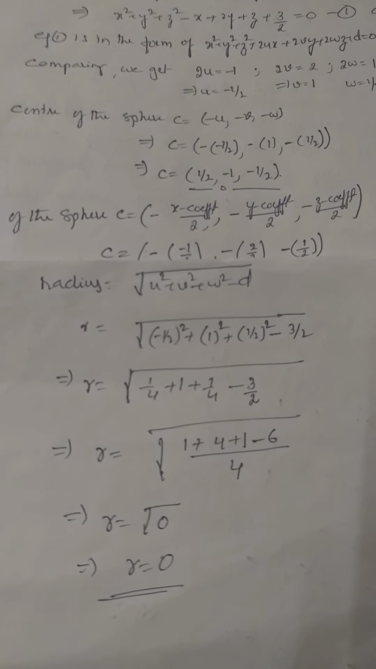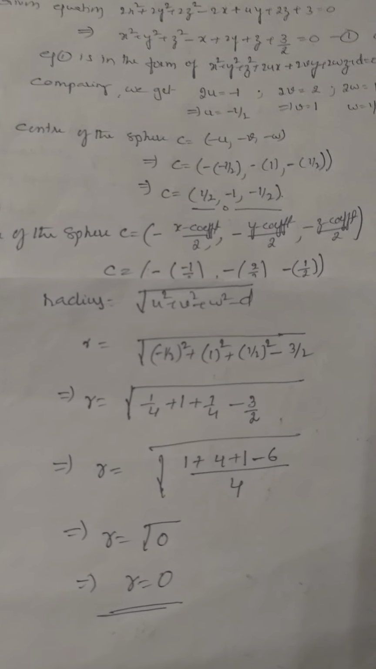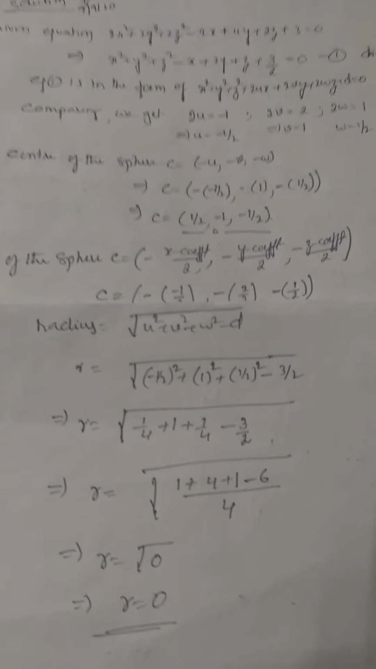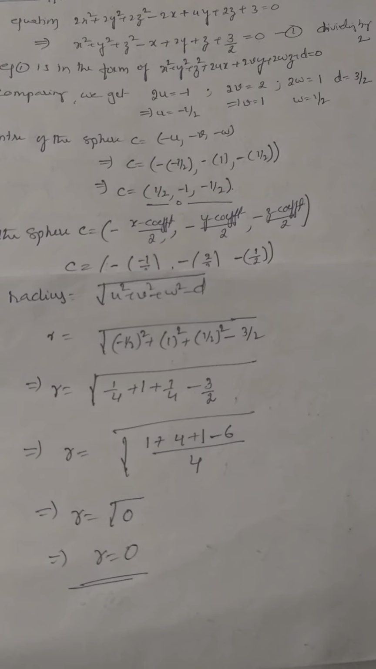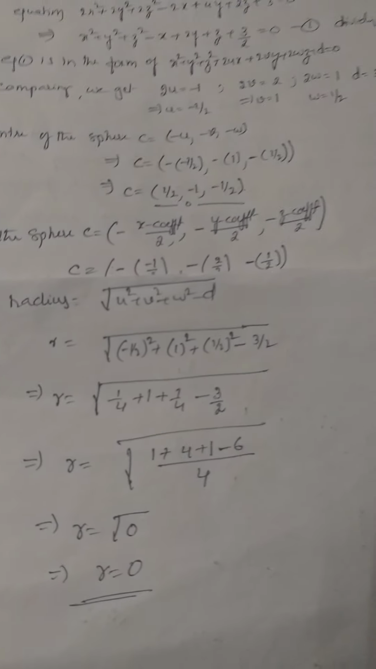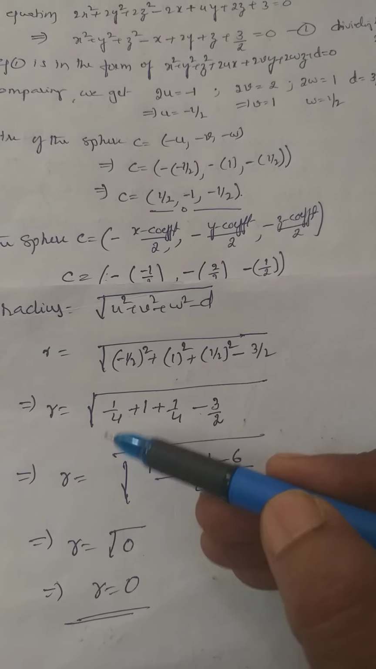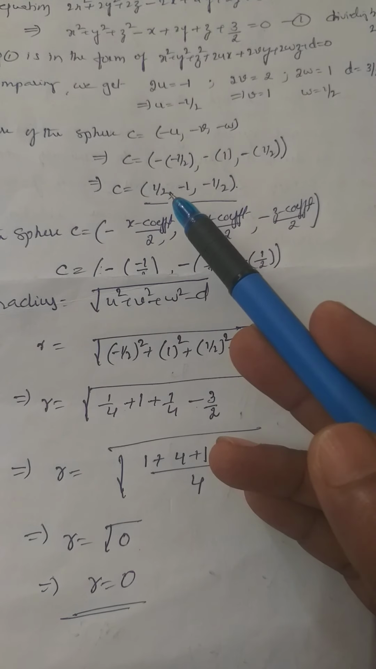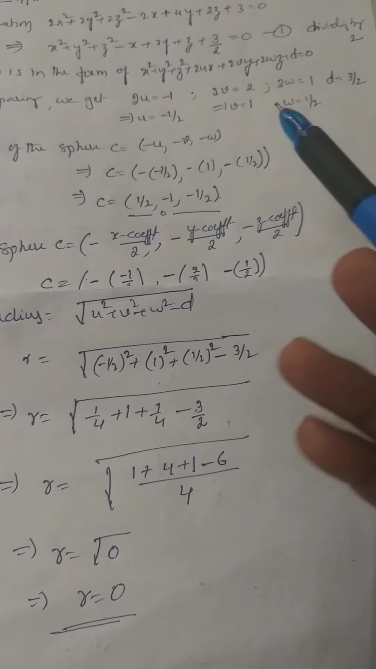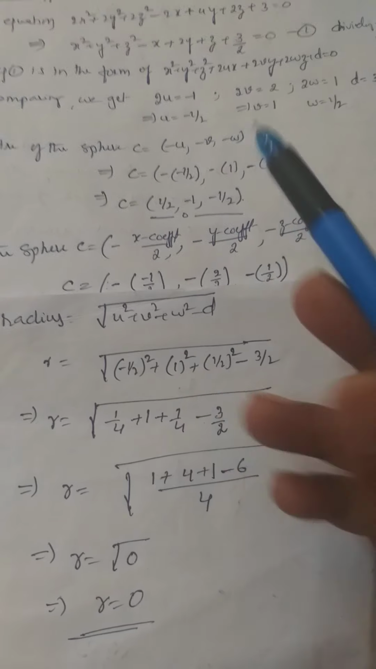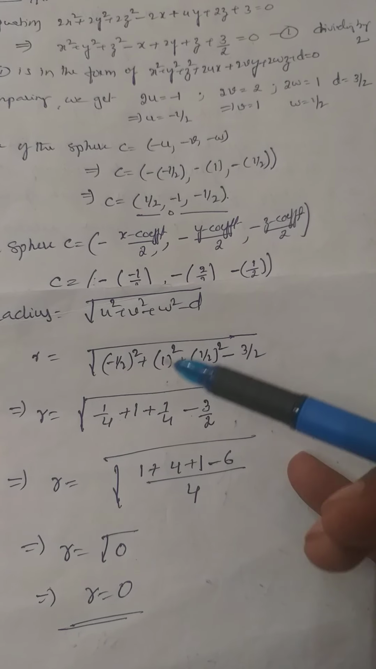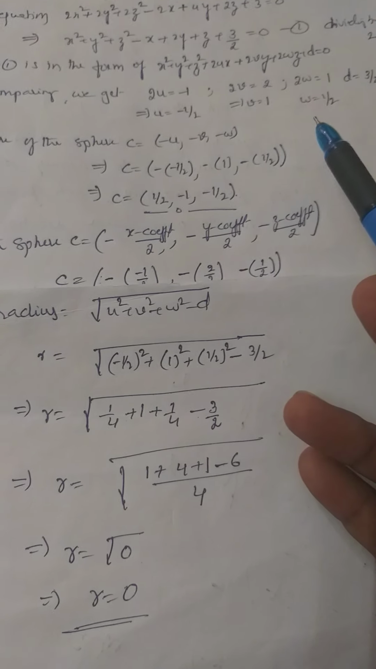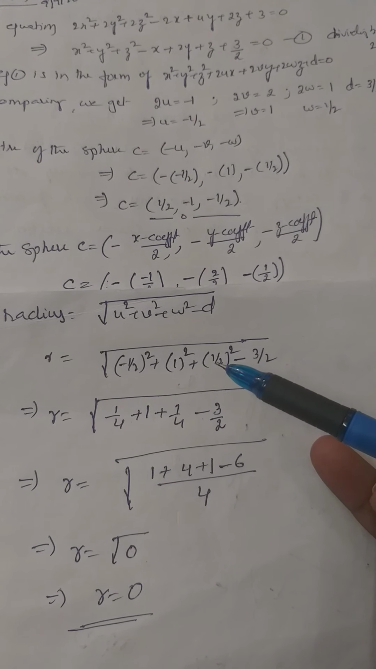Now next comes the radius. What is the radius formula? The radius of a sphere is equal to square root of u square plus v square plus w square minus d. R is equal to, what is the u value? Now I am substituting the u value, not the center value. What is u? Minus 1 by 2, whole square. The v value is 1, whole square. The w value is 1 by 2, whole square.